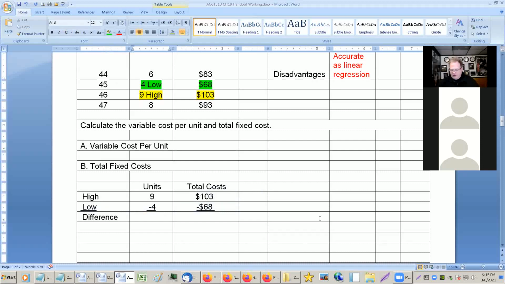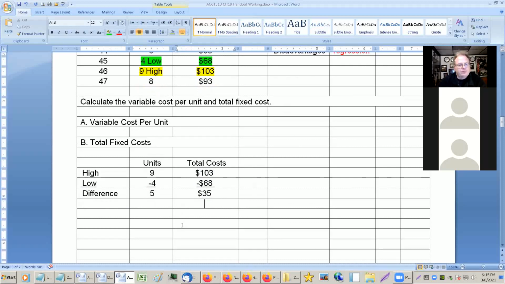So what we can do is take the difference. So we had 5 units and whatever that is, 103 minus 68. On the calculator first. That's a tip. You guys should write that down. 5. Okay, so if we divide those, we should be able to get the variable cost per unit. So $35 was the cost increase.